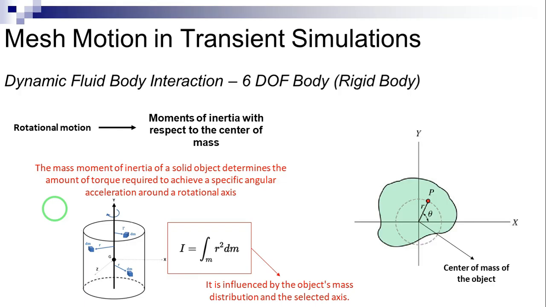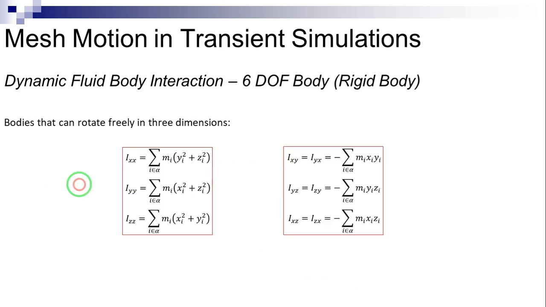For instance, if the body is allowed to rotate around the y-axis, as shown here, only the component Iyy is needed. For objects restricted to rotation within a plane, it is sufficient to account for the moment of inertia around an axis that is perpendicular to that plane. In the case of bodies that can rotate freely in 3 dimensions, their moments of inertia are represented by a symmetric matrix, as we can see here in these equations.